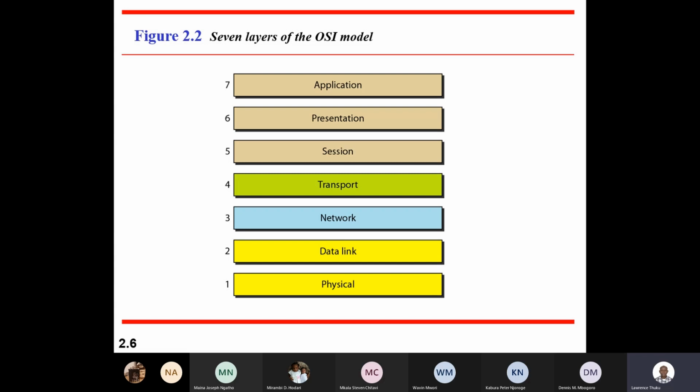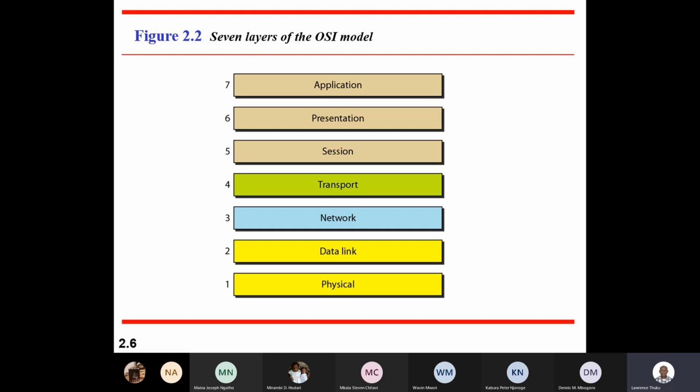Now, for us to be able to remember these layers, of course, we have an acronym. For example, you can say from 7 to 1, we have "All People Seem To Need Data Processing". So from top to bottom, we have it as "All People Seem To Need Data Processing" as one of the ways through which you can manage to remember the 7 layers of the OSI model.